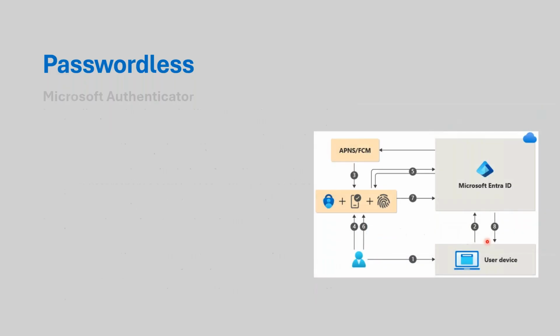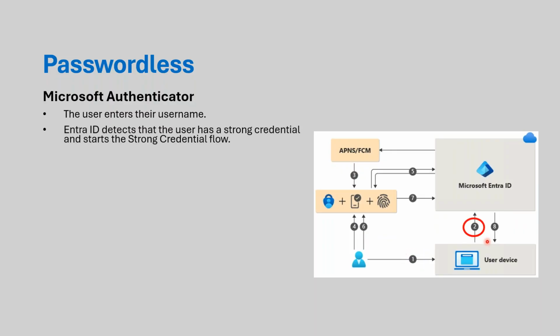No, okay, I missed a step there. Okay, same thing with the Authenticator. So let's walk down that process real quick. User enters their username. Entra detects that this user now has a strong credential flow. This is something you configure at registration. You're going to register them using strong credential flow.